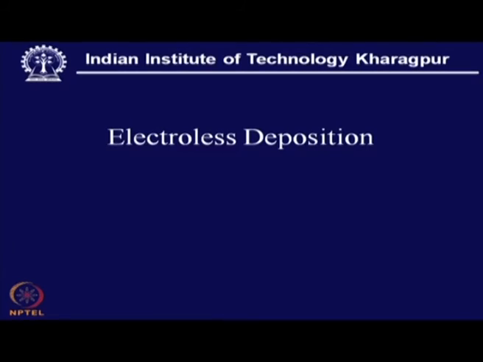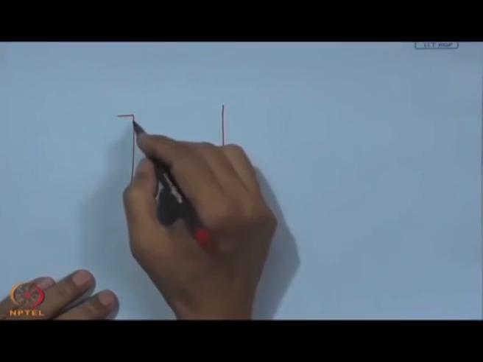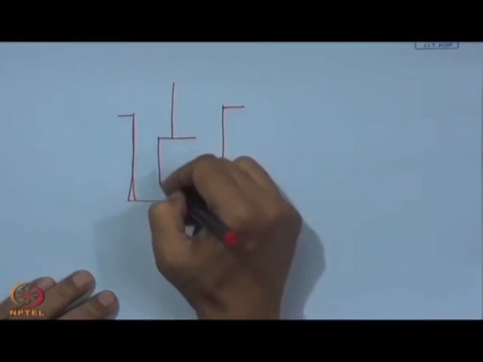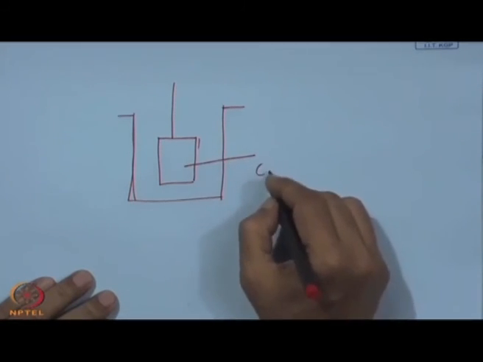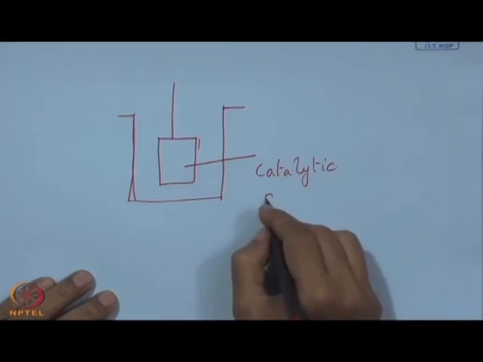Now, here we have electro-less deposition. Electro-less deposition means, in simple language, spontaneous deposition of metal from a solution of hypophosphite. So, what is the speciality? In the plating tank we have just one solution of metal, and here we have the substrate. Now, this substrate surface itself will be catalytic. It is called a catalytic surface.